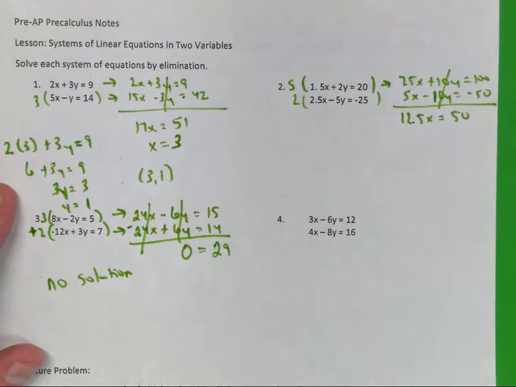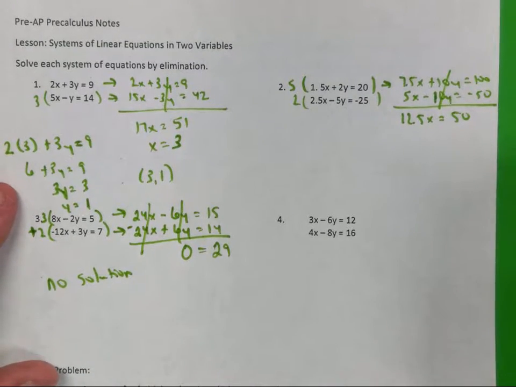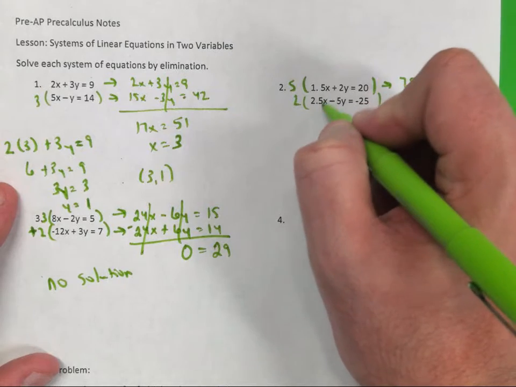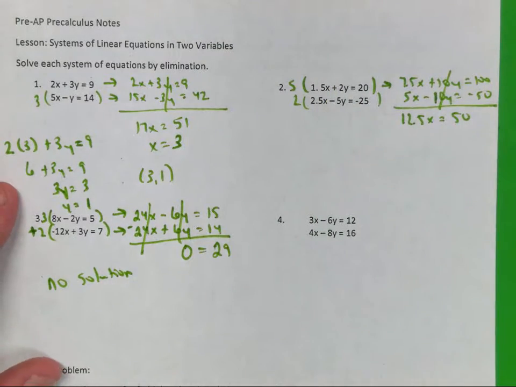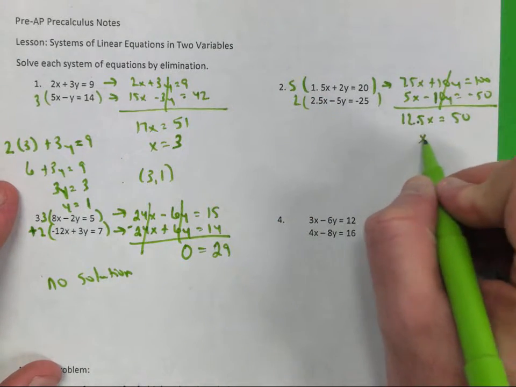Could you just multiply one of them by a negative and get the 5's to cancel out? You talking about these 5s right here? It's a 1.5 and a 2.5. I'm sorry, there's a little space in between that decimal. So x equals 4.